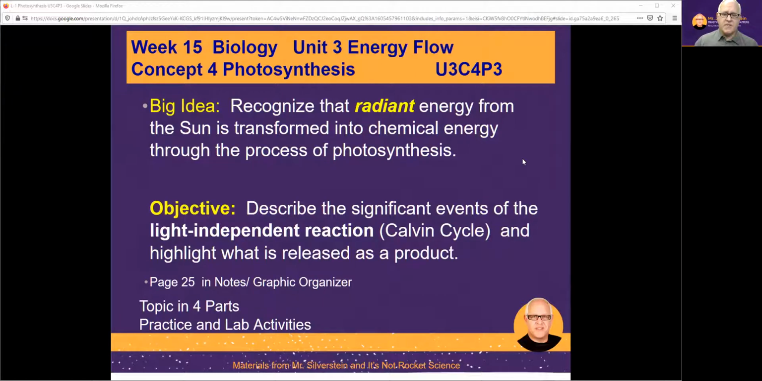And our objective in this lesson is for you to be able to describe the significant events of the light-independent reaction, also known as the Calvin cycle, and highlight what gets released as a product. So you can pick this up on page 25 in your notes pack, graphic organizer, or if you're not using that, add this into a new page in your spiral notebook.